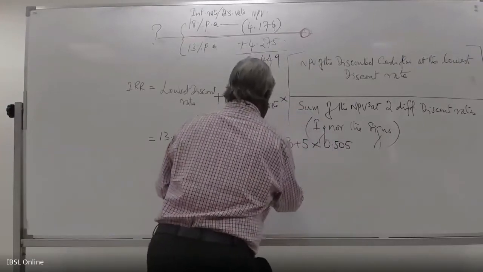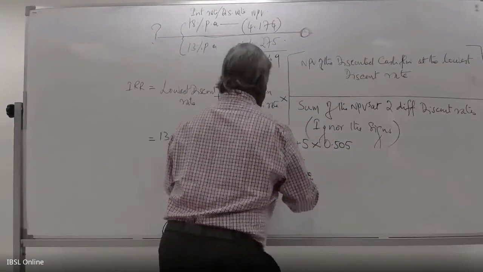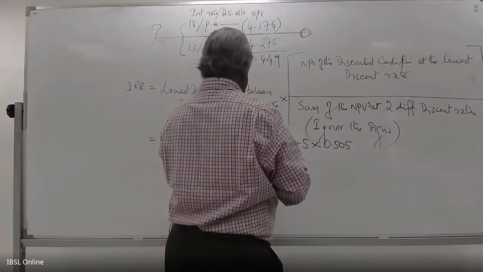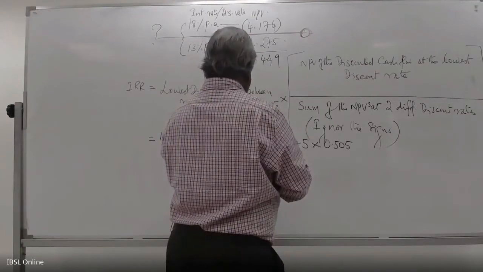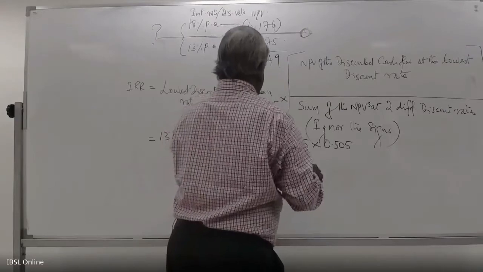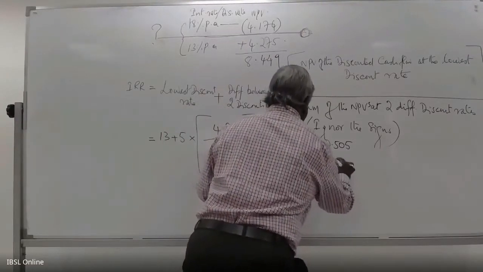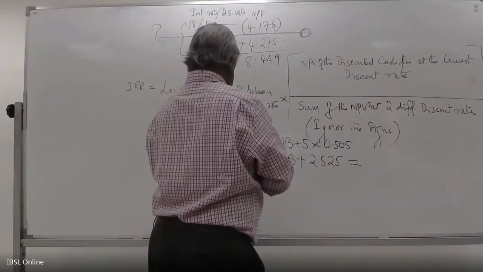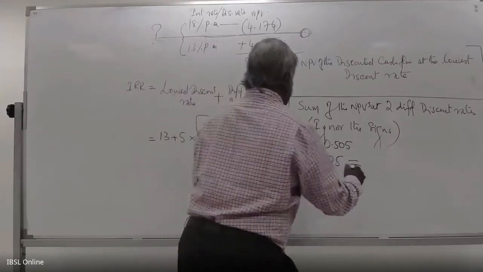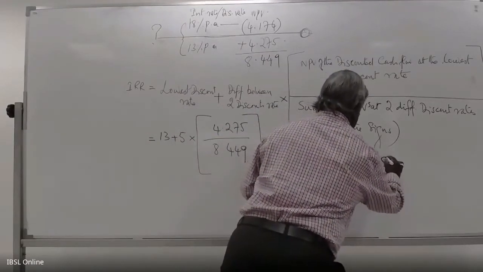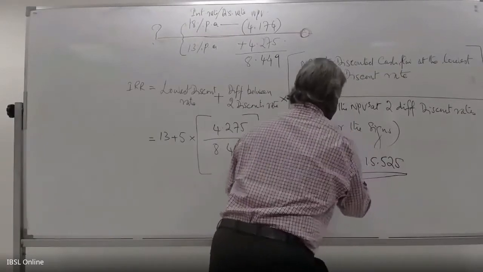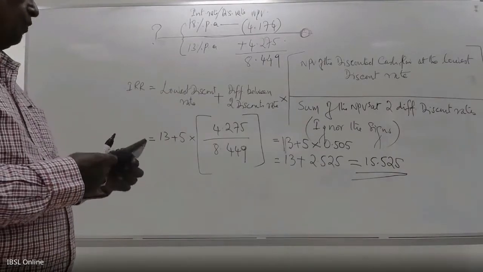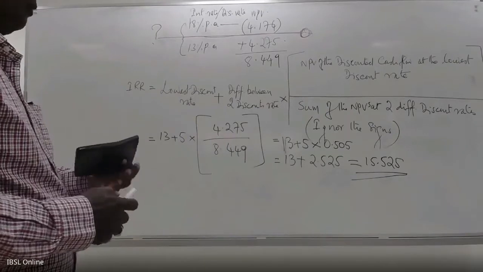So that is equal to 13 plus 5 into 0.505. That is 2.525. 2.525 plus 13 is 15.525. This is the discount rate, the IRR, where the NPV is 0.